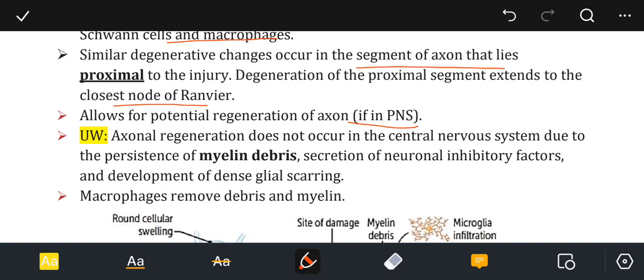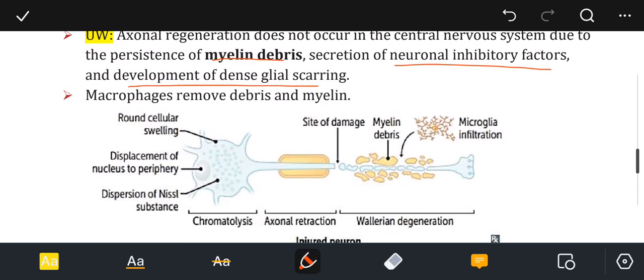There is a UWorld point. Axonal regeneration does not occur in the central nervous system due to the persistence of the myelin debris, secretion of the neuronal inhibitory factors, and the development of dense glial scarring. Macrophages remove the debris and myelin.